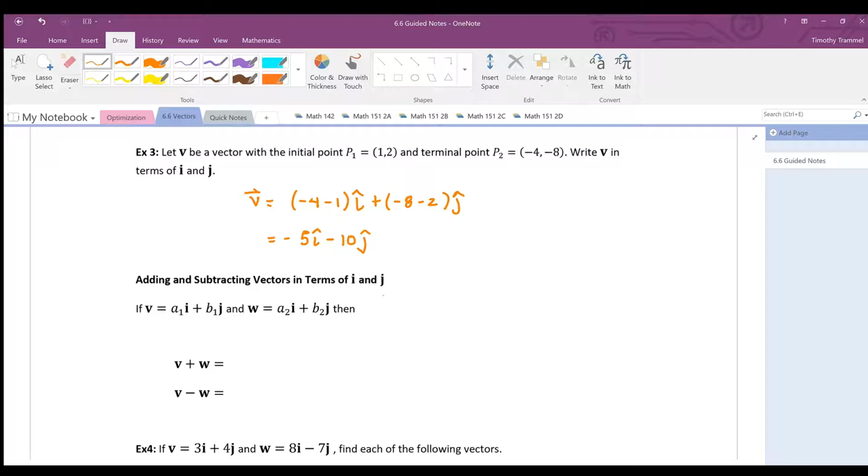What I'd like us to do from here is see how we can add two vectors together when they're written in terms of i and j. And to begin that process, let's actually sketch in two vectors and add them together. So let's maybe say that this one here is v. That looks good. And let's sketch in another one, w.